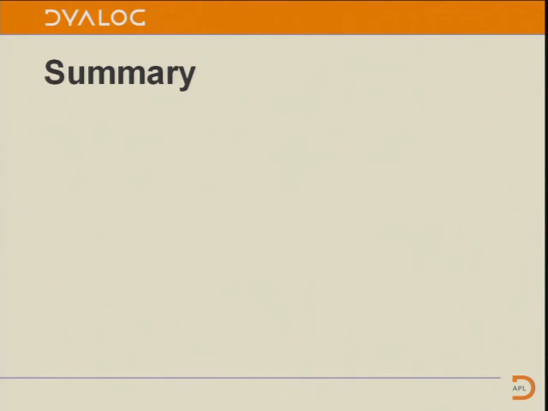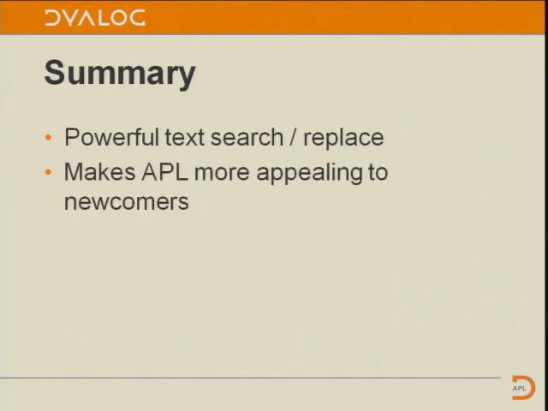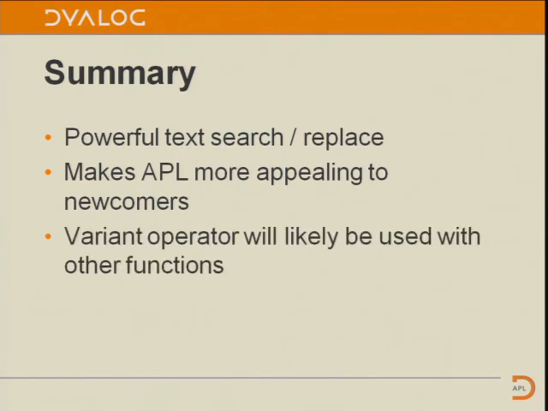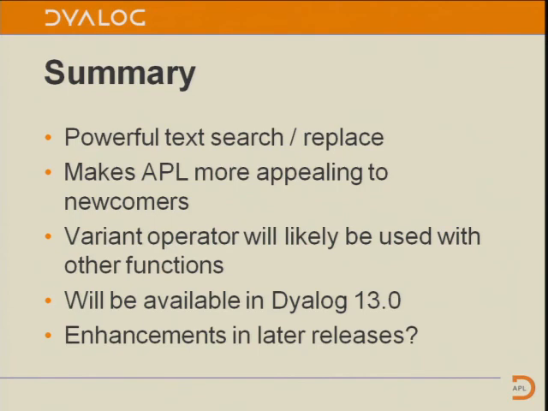So, quick summary, questions if we need them. We think that these regular expressions give a very powerful text search and replace. They make them more appealing to everybody, but we think we need them for newcomers. This variant operator is probably going to be introduced because of this, but we will use it with other functions as well. And we will make this available in the next release of Dyalog. Beyond that, we may have to work on further enhancements for processing APL source.